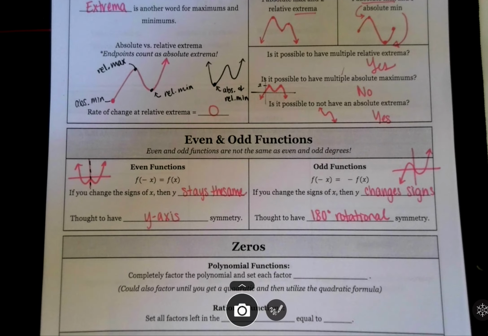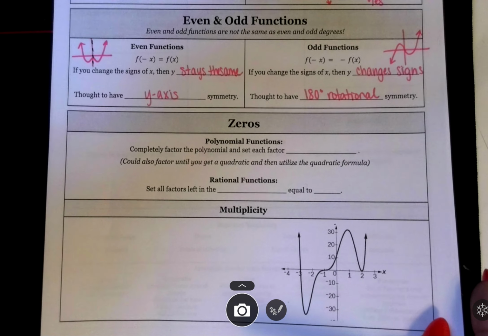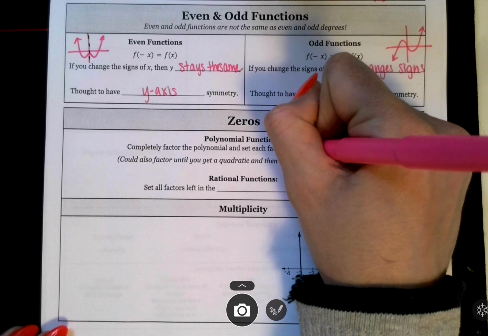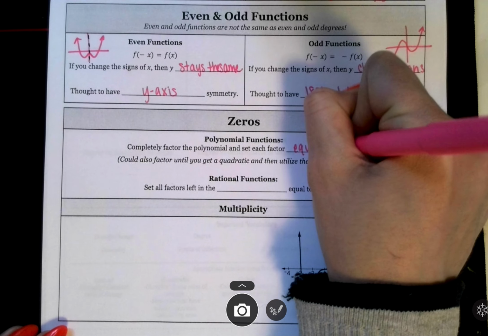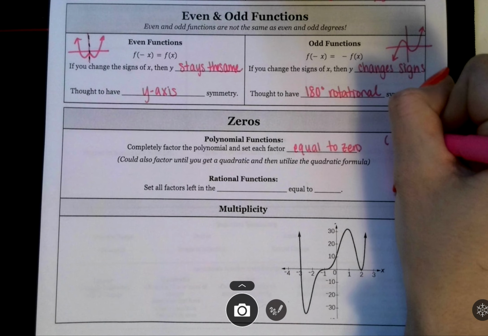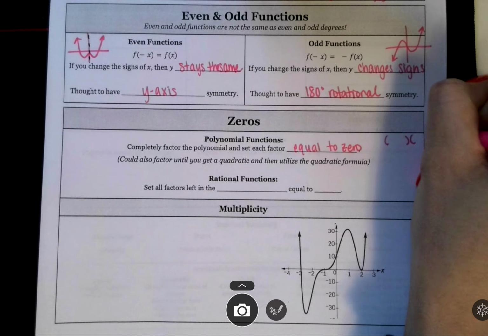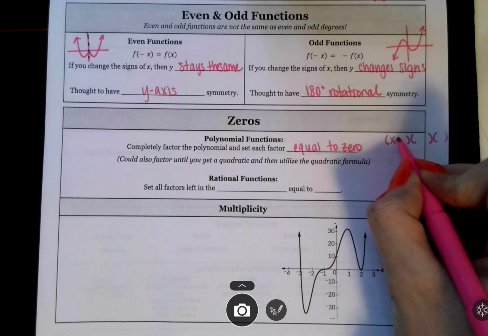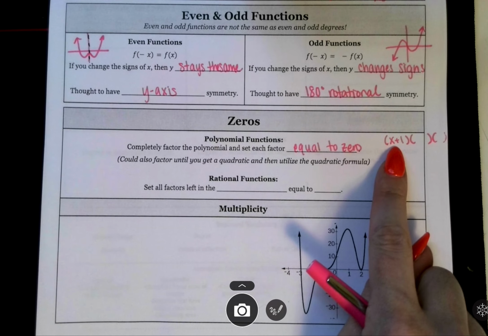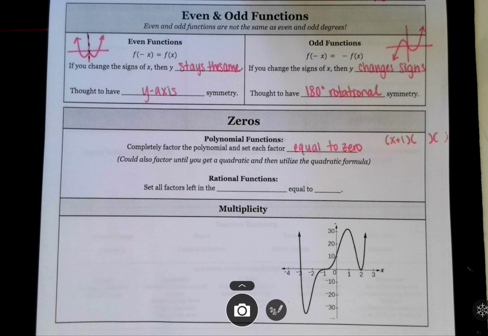Next, we're going to look at zeros, which leads us into multiplicity. So for polynomial functions, we want to completely factor the polynomial and set each factor equal to 0. Factored form is when we have parentheses, like x plus 1 or x minus something. We can take each piece and set it equal to 0 to find our x-intercepts or our solutions.